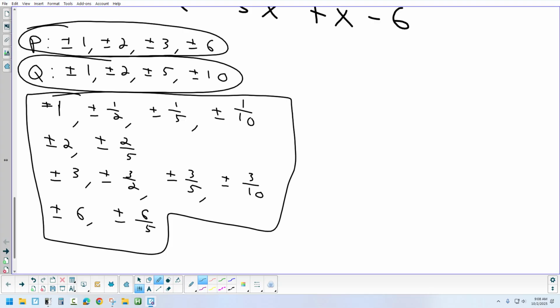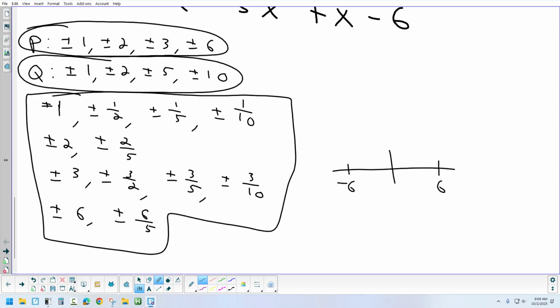So right, the biggest one is 6, and the smallest one is negative 6. So when I set my window on my calculator, I only need to look on the x-axis between negative 6 and 6 for where it's going to cross, if all I'm looking for is fractions. So this theorem really narrows down where I have to look.